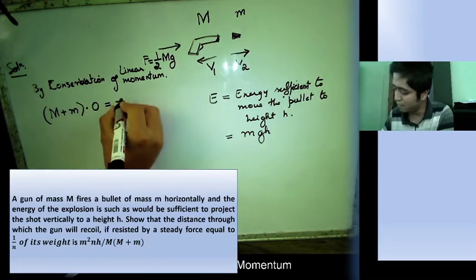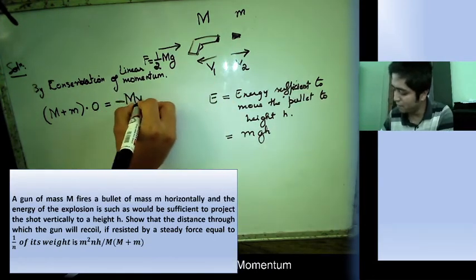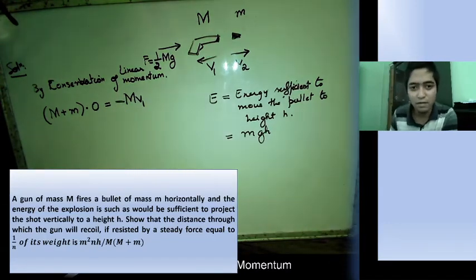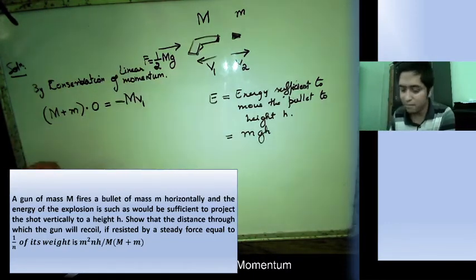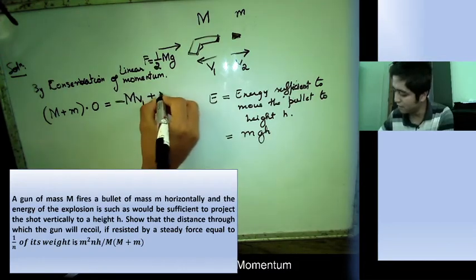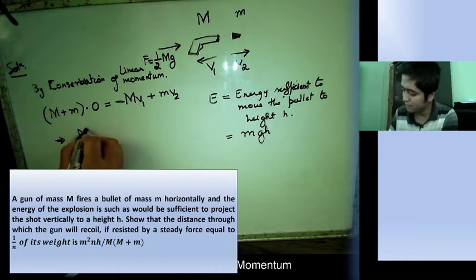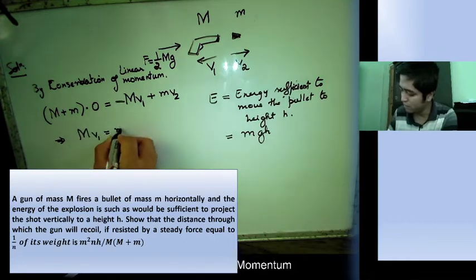So I will write it as minus M v1, because it is in this way, plus small m v2. So we will get M v1 equal to m v2.